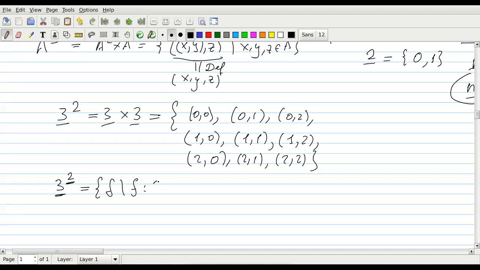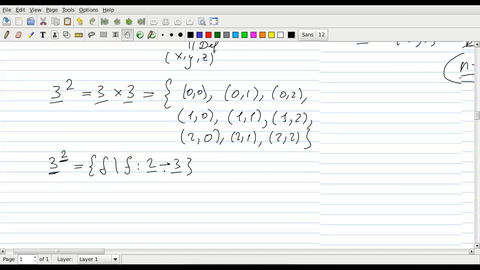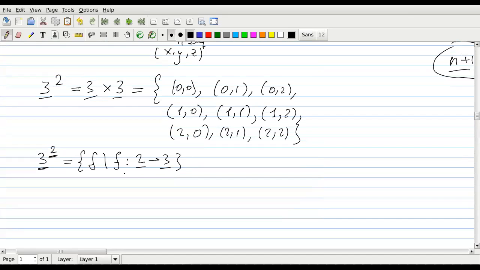From 3 underlined to 3 underlined, from 2 underlined to 3 underlined, both underlined, of course. So what is the domain of this function, of any such function? 2 underlined. It has 2 elements. Is it clear?